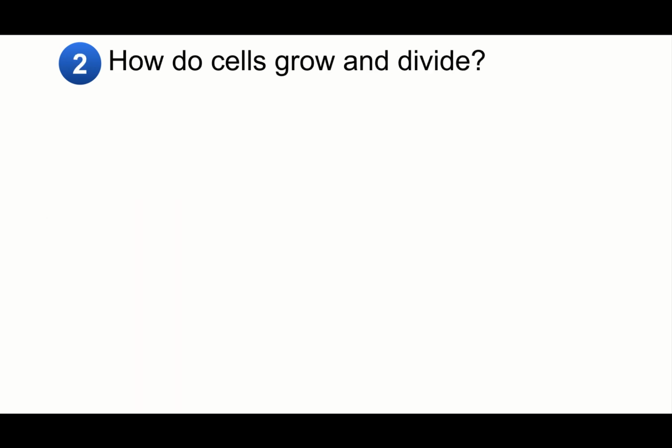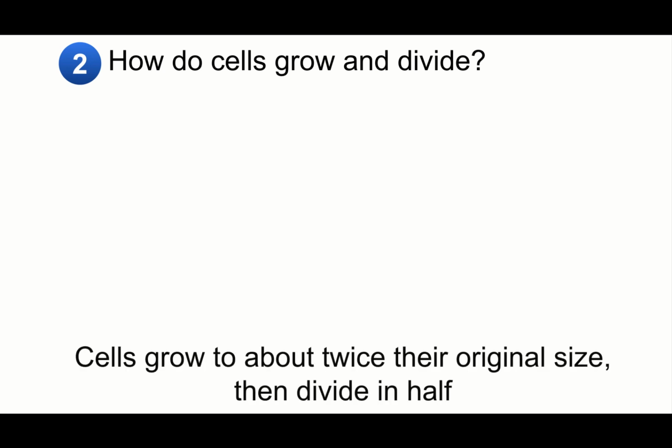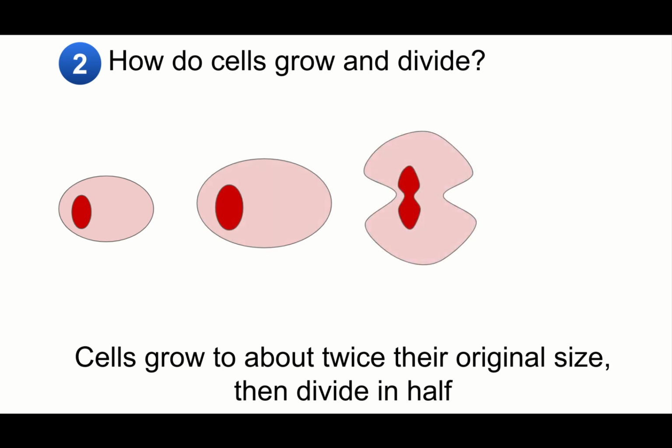So question 2, how do cells grow and divide? Cells grow to about twice their original size and then divide in half. And let me show you what I mean. Here's a cell. This is a typical human cell. It looks nice and squishy. It's got a nucleus. It's going to grow to about twice its original size, and then it will divide in half. And notice it kind of pinches itself and splits into two cells.